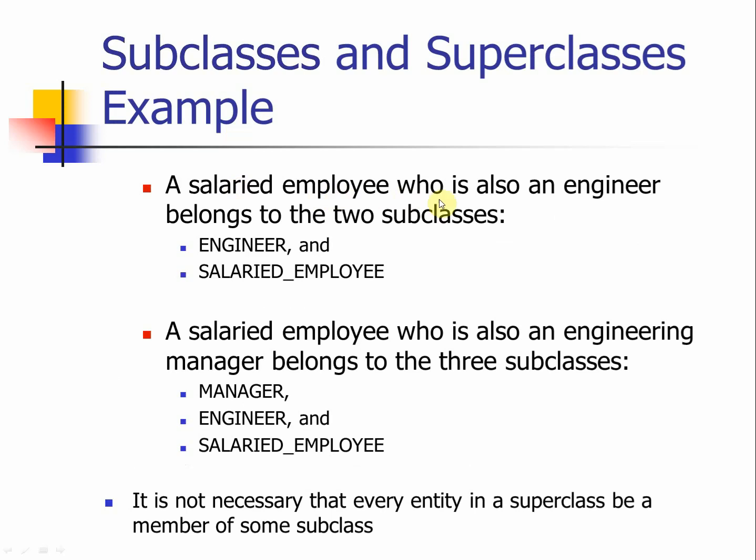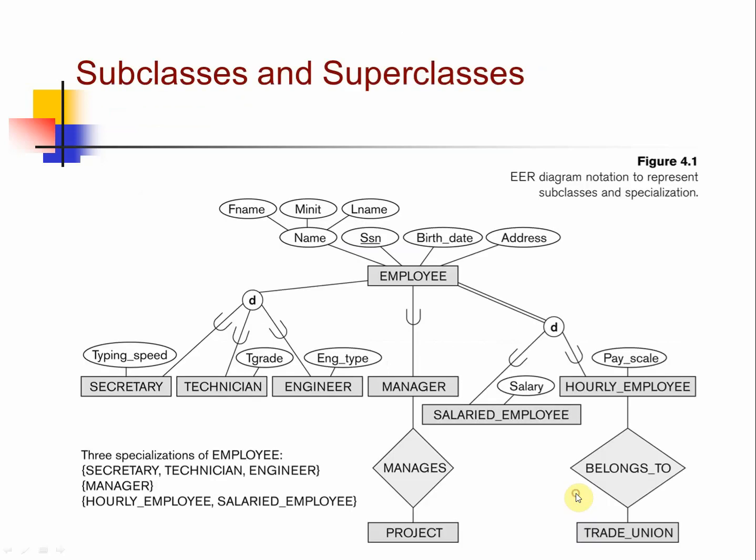So you can see that a salary employee who is an engineer belongs to two subclasses. If employee number 1 is an engineer, that person is an engineer and he is paid by salary. So that person exists in two subclasses. A salary employee who is also an engineer manager will exist in 3 subclasses, and that is totally fine. It's not necessary that every entity in a superclass be a member of some subclass. So we see these pictures several times, and now you should have a very good understanding of what the meaning is.